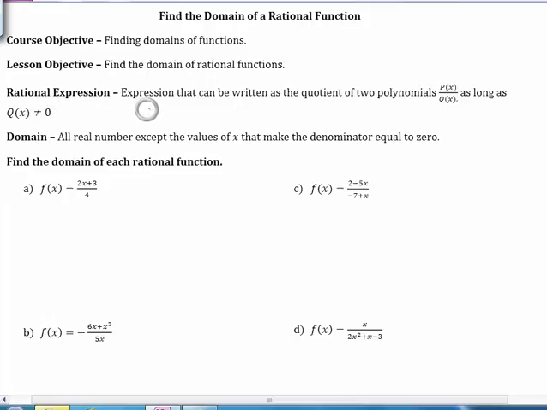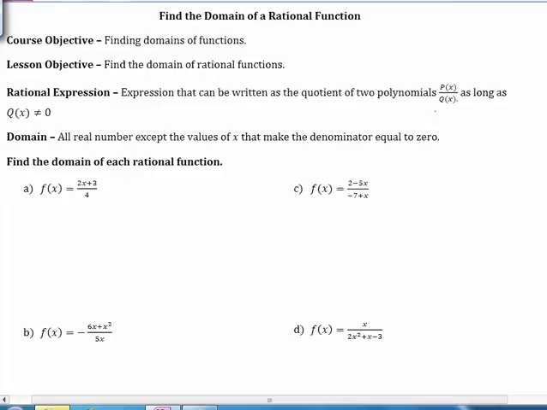So a rational expression is an expression that can be written as the quotient of two polynomials. So p of x divided by q of x, where p of x is a polynomial and q of x is also another polynomial. And we need to make sure that this q of x polynomial that's in our denominator is not equal to 0 because dividing by 0 is undefined. So again, a rational expression is some polynomial divided by another polynomial as long as the polynomial in the denominator on the bottom is not equal to 0. So that's the definition of a rational expression.